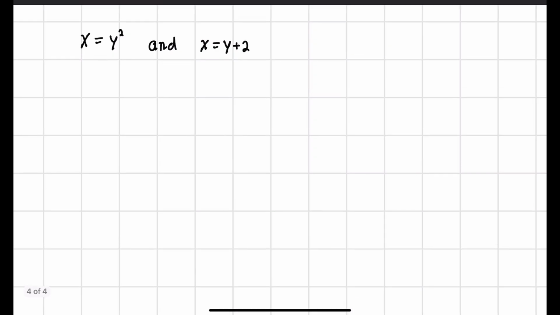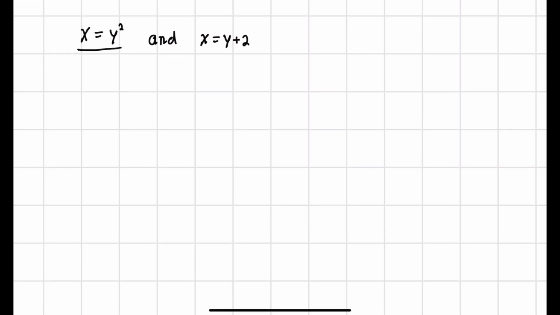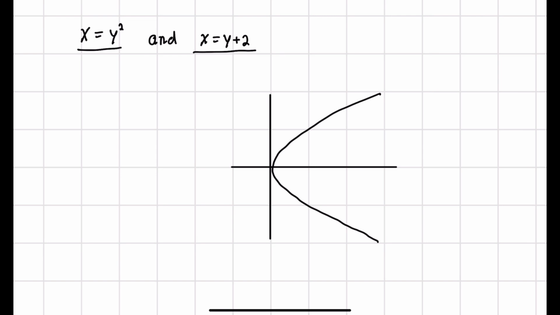In our next example, we have x equals y squared and x equals y plus 2. So let's give a quick sketch of these two curves. So x equals y squared will look like a parabola that's sideways, and x equals y plus 2 is just a diagonal line, like this. And let's label everything. So we have x equals y plus 2 and x equals y squared. And we have to find the area in between these two curves.